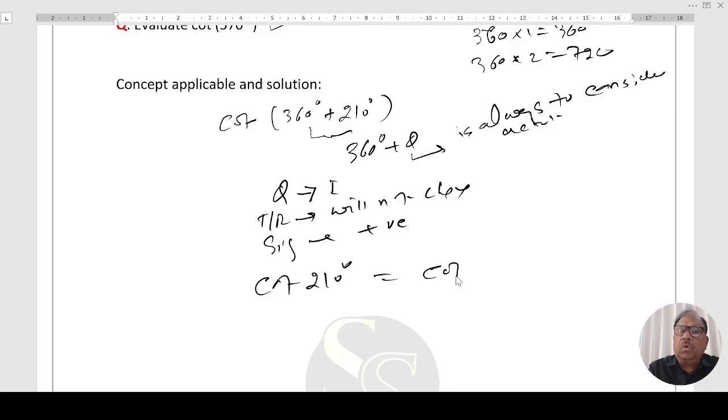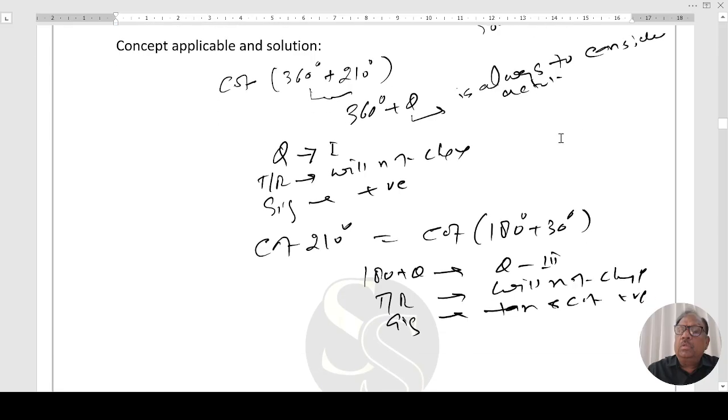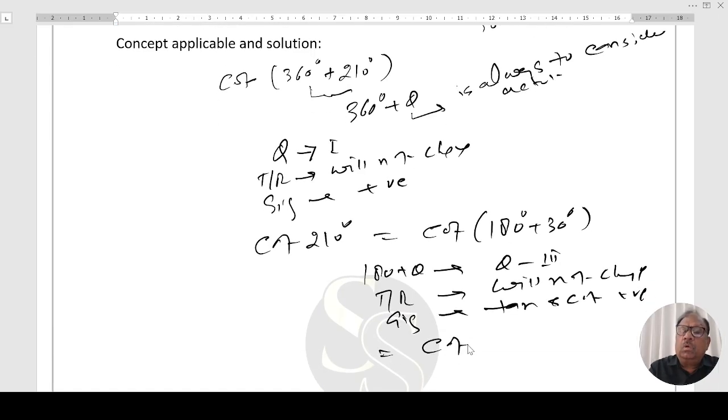This can be written as now cot 180 degree plus 30 degree. 180 plus theta, quadrant 3rd. Trigonometric ratio will not change. Sine, tan and cot positive. Therefore, this is equal to cot of 30 degree. That is root 3. This is the answer. Right? Next question.